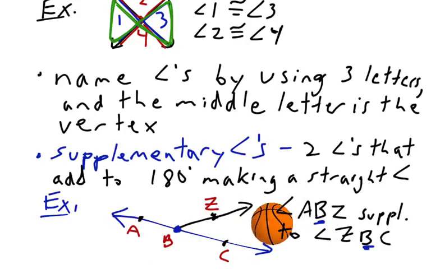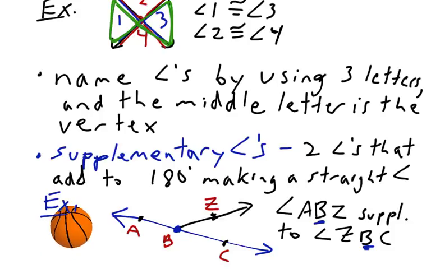Same thing for the other angle. It's ZBC, that's what I named it. I could have also called it CBZ. Either way, it represents this small acute angle here, and the ABZ represents the obtuse angle here. So they add to 180 degrees.